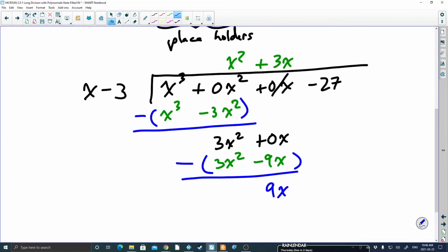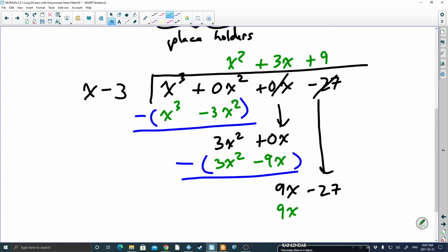Sorry, I used the wrong color there. Then I'm going to drop the minus 27 down. I'm just showing the arrows here to remind you that those are where those terms are coming from. And now I got to get rid of 9x. Well, to get rid of 9x, I need a plus 9 here. Plus 9 times x is 9x. Plus 9 times minus 3 is minus 27, and something very interesting happens here. When I subtract down, I end up with 0 as my remainder.